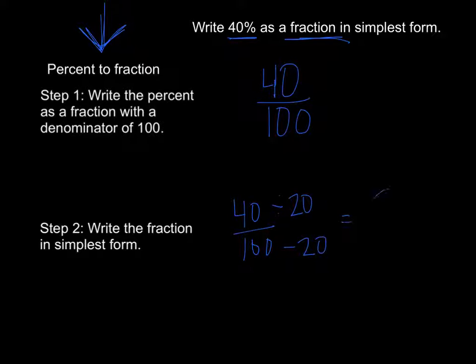2 20s, oh sorry, not 20 20s. 2 20s can go into 40, and 5 20s can go into 100. So 2/5 would be my answer. I see that they're both prime numbers, so I know I can't go any farther than that.